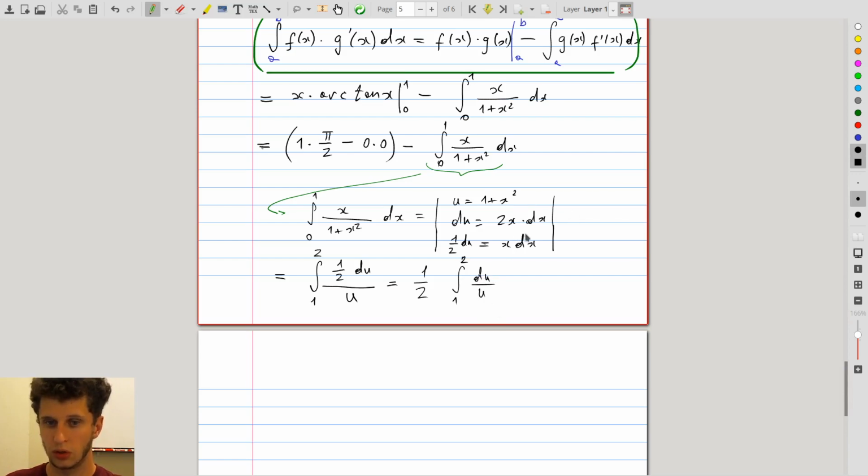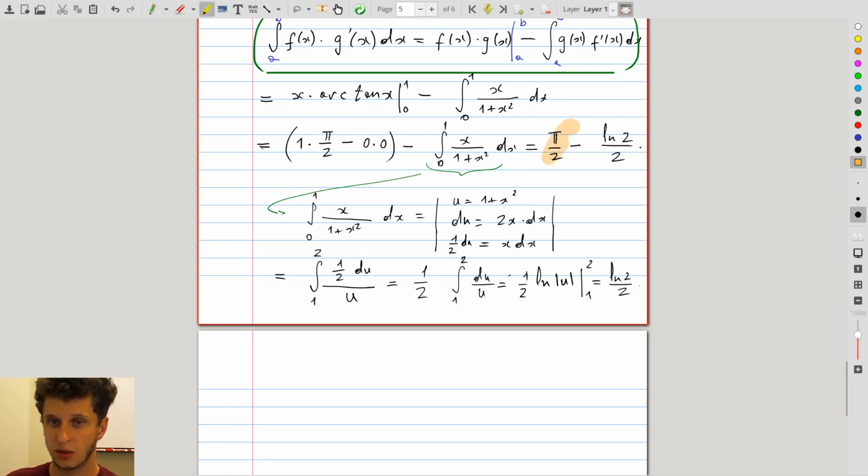So I need the antiderivative of 1 over u, which, as you should recall, is log of absolute value of u, and I will take the difference of this log from 1 to 2, which gives me log 2 over 2. Indeed, if I evaluate log at 2, I just get log 2. Log of 1 gives me 0. I will have log of 2 divided by 2 because of this 1/2. And this here gives me the value of the integral I obtained after using integration by parts. And then I'm ready to write down the answer. I have pi over 4 that comes from this difference here minus log 2 over 2, which is the final answer for this question.